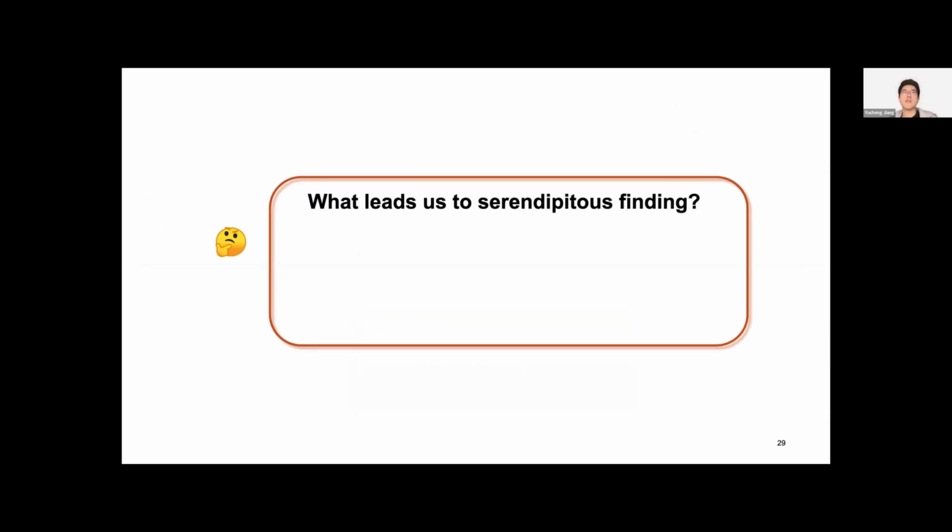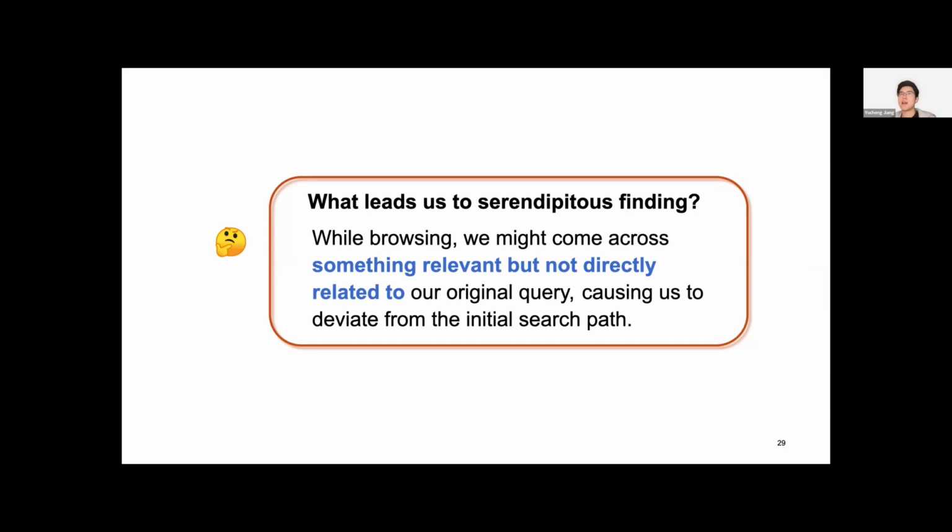So let's pause for a while and think about what actually led us to the serendipitous finding as we browse the internet. While browsing, we might come across something that is relevant to our initial search query we typed into the search engine. But it is not directly related to our search query, but it is something relevant to our general interests. And we will sometimes click on that link, those sources, and it will cause us to deviate from our initial search path and redirect our interest into some other aspects. So that's when we find, okay, those aspects are really interesting, and I want to know more. That is when we have the so-called serendipitous finding here.